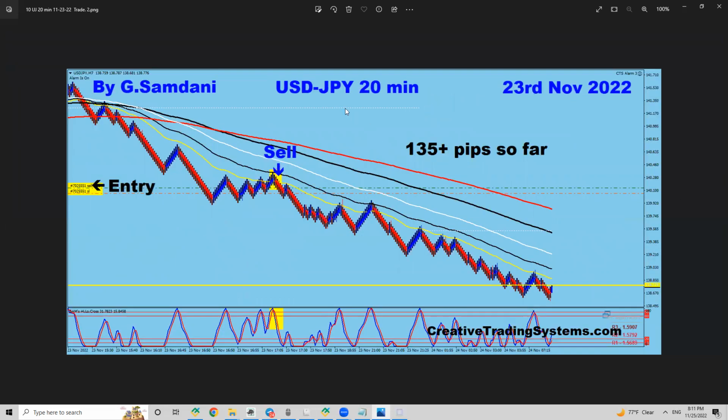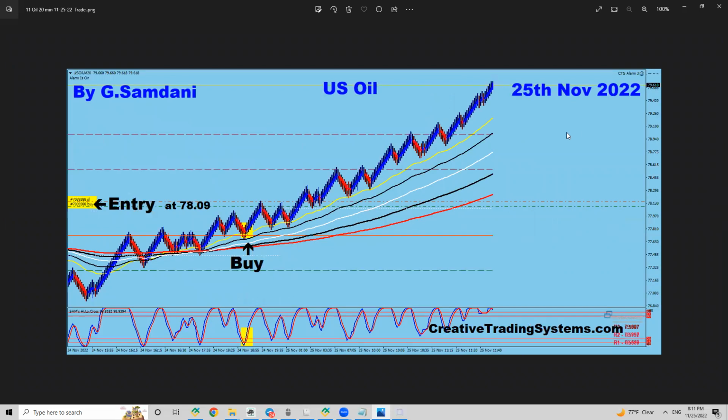And on the 23rd, USD Yen from the 20-minute chart. This is the first one you saw for 130 pip. The second one all the way to 135 pip. Another one. So the reason USD Yen was going down is because USD was getting weaker. At the same time, yen was getting very strong. So like a double force applying on this pair. And on the 24th, there was nothing.